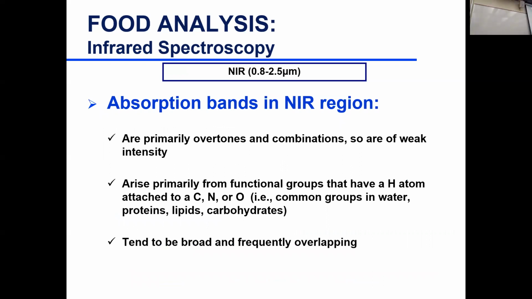So absorption bands in NIR are overtones and combinations, meaning they're not sharp bands. You don't see sharp peaks. You see like hills. Overtones and combinations, they overlap each other sometimes. And the absorption arises from a hydrogen atom attached to a carbon, nitrogen, or oxygen. That's what allows us to determine water, protein, lipids, and carbohydrates.